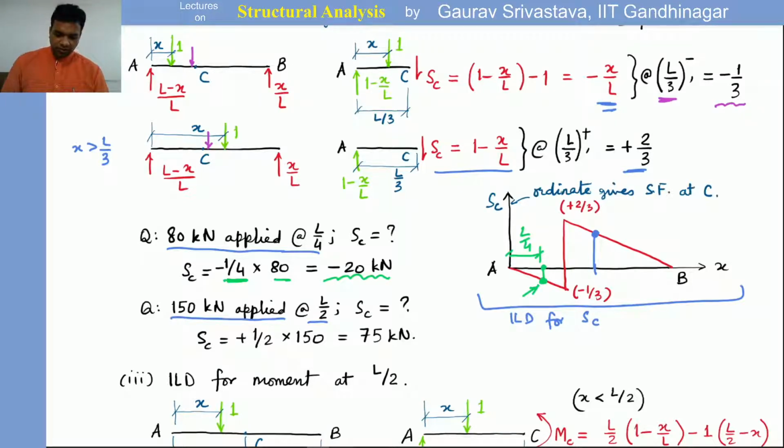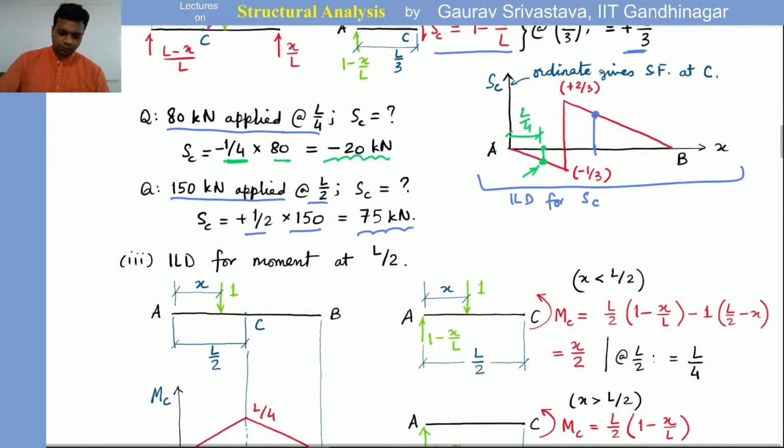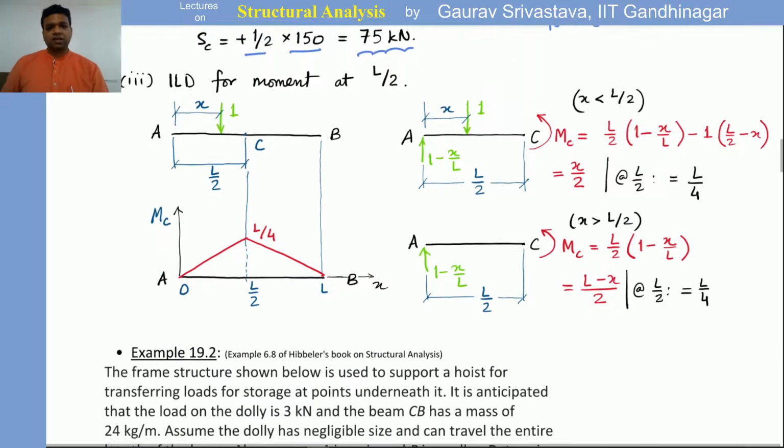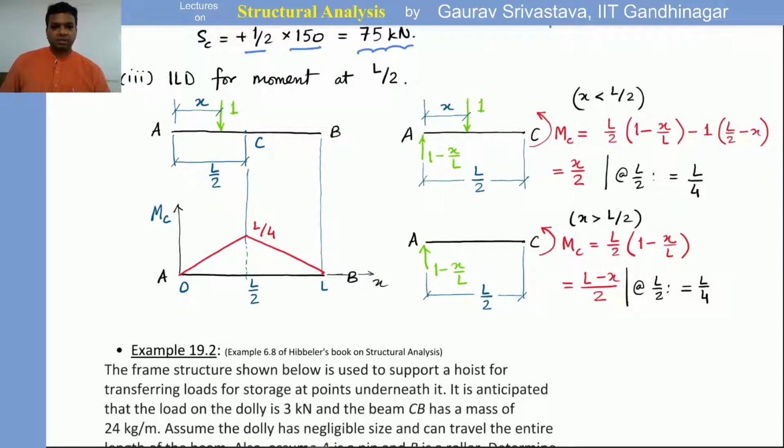So that gives 1 by 2 times 150, so 75 kilonewton is the shear force at C when the unit load is at L by 2. Okay. Similarly, we can draw, let's say, the ILD for moment at a location L by 2, right?